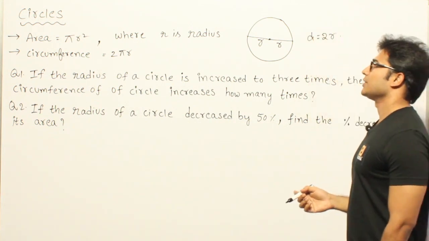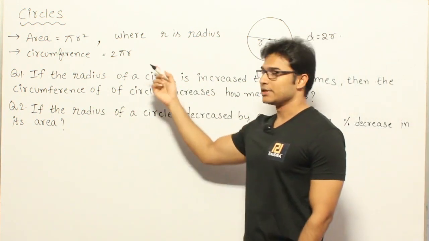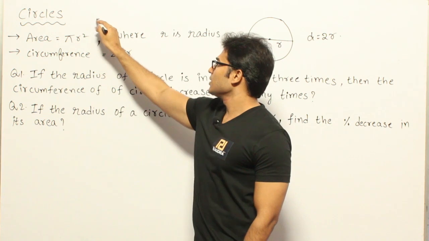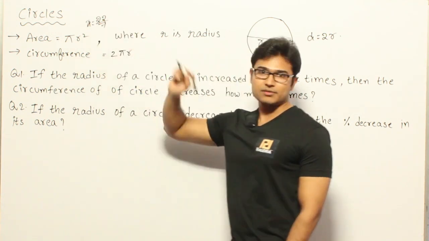And the other one is area. So the area of a circle is pi r square, where r equals the radius and pi is a constant which is 22 by 7. So pi is always equal to 22 by 7.